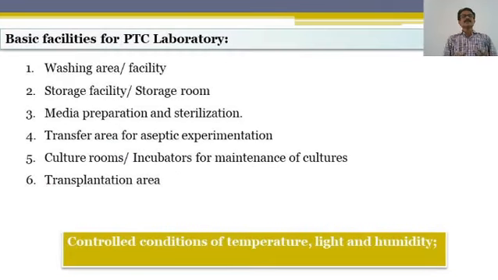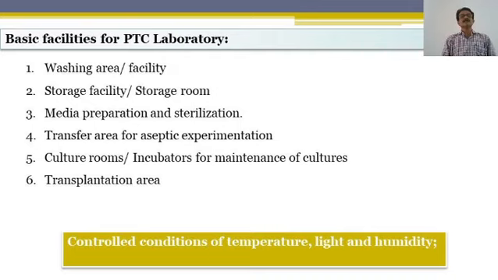What should be the basic facilities when you are planning a plant tissue culture laboratory? It must have a washing area or washing facility. It must have a storage facility or storage room, a small room. It must have a media preparation and sterilization room, because media is essential and sterilization is also very essential, as each and every component of that particular experiment must be sterilized.